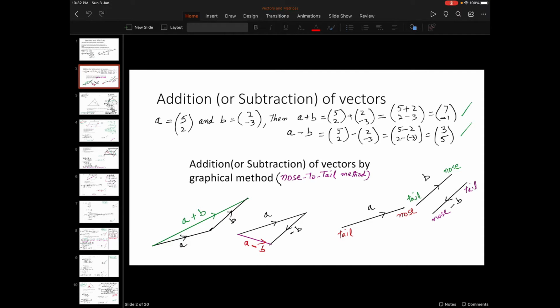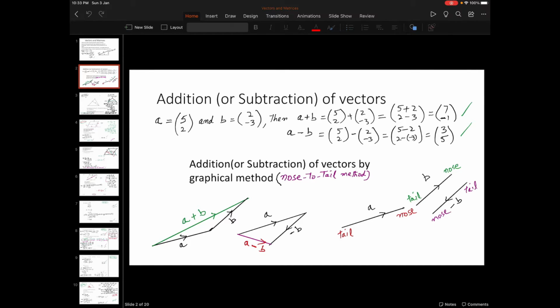Now we are going to subtract vector B from vector A. We substitute the values of vector A and B. We have 5 minus 2 and 2 minus negative 3, which is equal to 5 minus 2 and 2 plus 3. So the resultant is 3 and 5. 3 is the x value and 5 is the y value of the subtraction of vectors A and B.